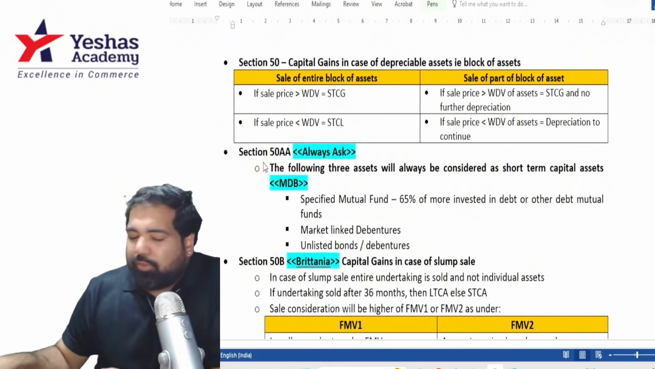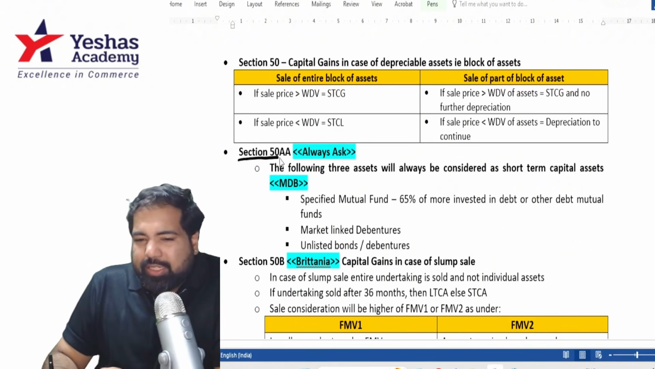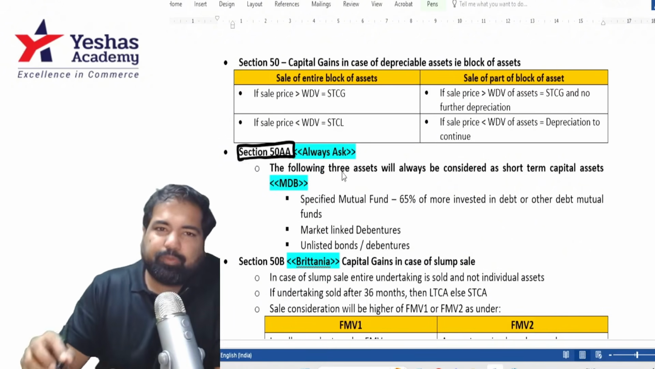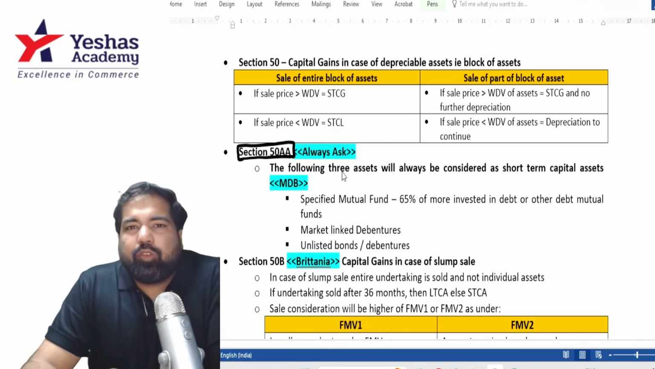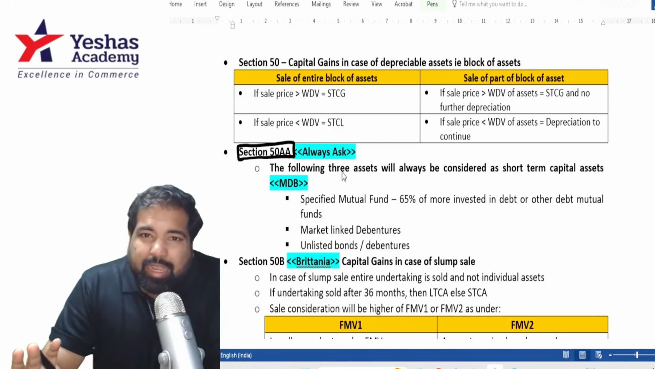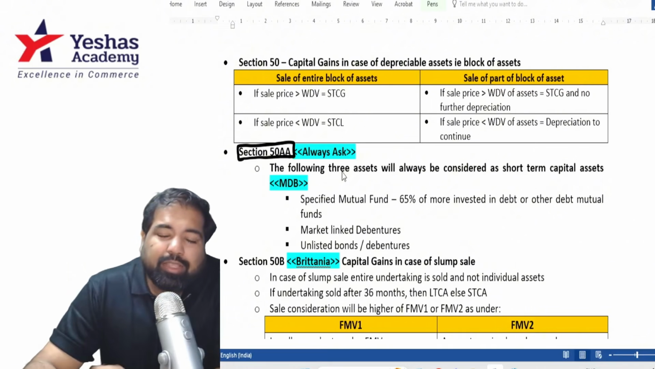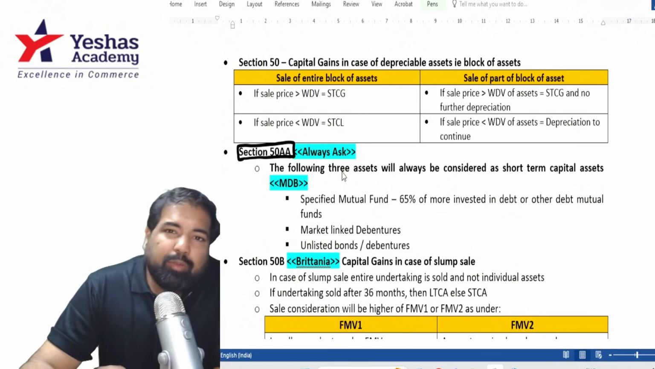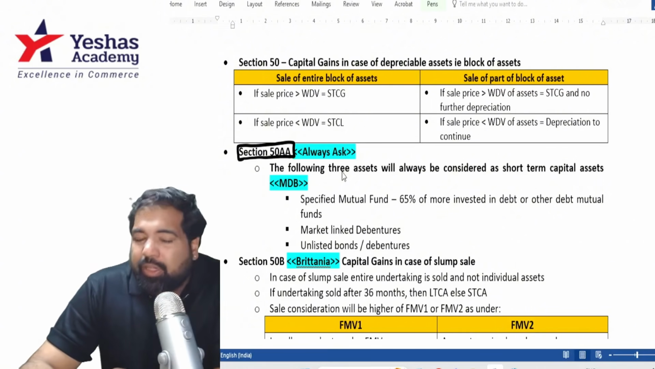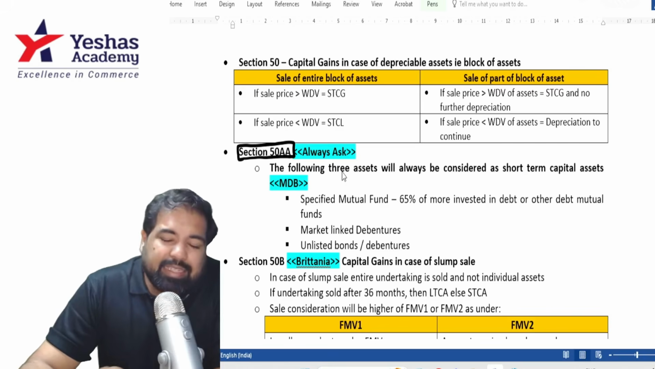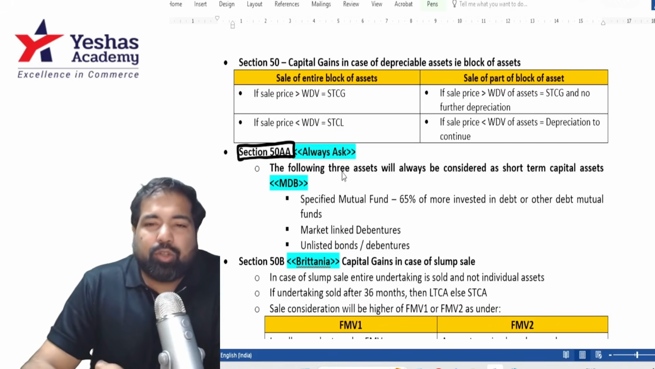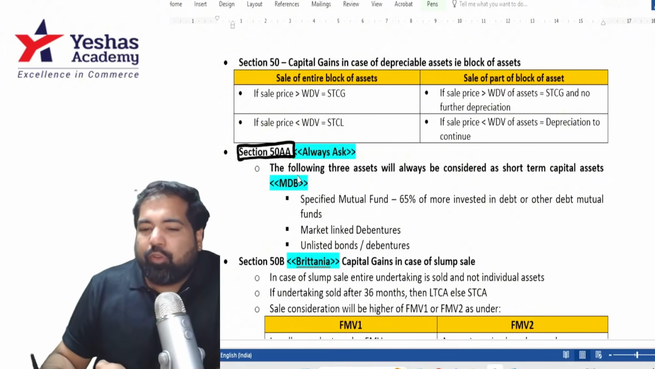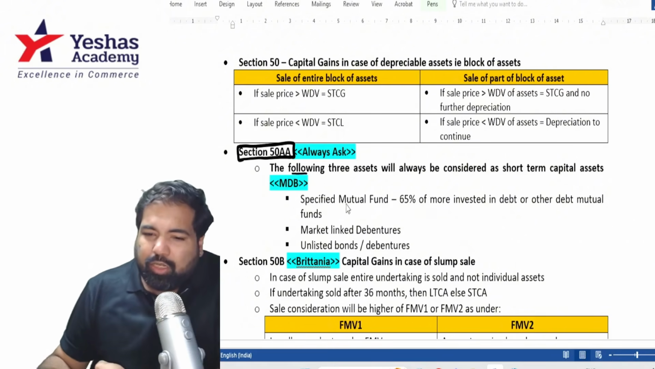Next, section 50AA is a very peculiar section. I'll tell you what happens here. There are some assets which even if you hold long term, the government doesn't want to give you the benefit of lower taxation. Long term gain is now taxed at only 12.5%, and the government doesn't want to give you that benefit. Hence they say the next three assets that I'm going to talk about, even if you sell them after 1 year or after 2 years, will be considered as short term capital gain only. The following three assets will always be considered as short term capital assets.